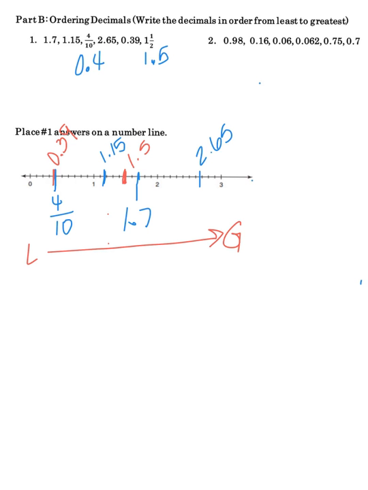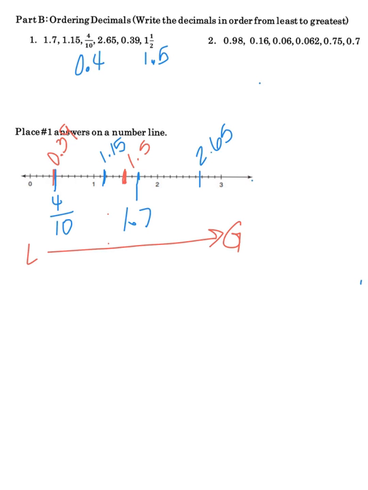Now for number 2. We are given a series of decimals, and we need to order them again from least to greatest. This time we're not going to use the number line, but rather we're going to consider place value. So when we're ordering decimals, we start on the far left. We consider the whole number, which we see for all of these decimals is 0.